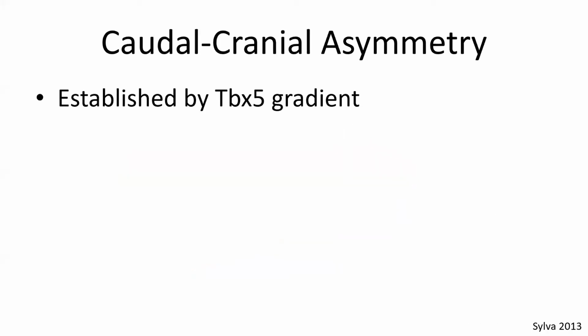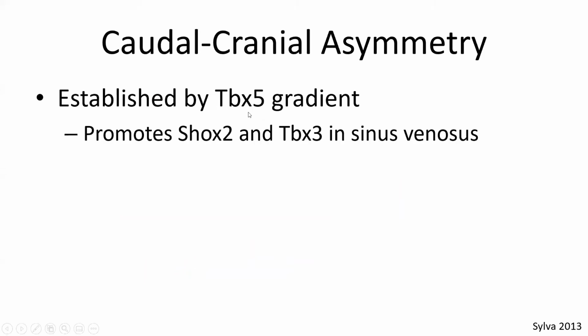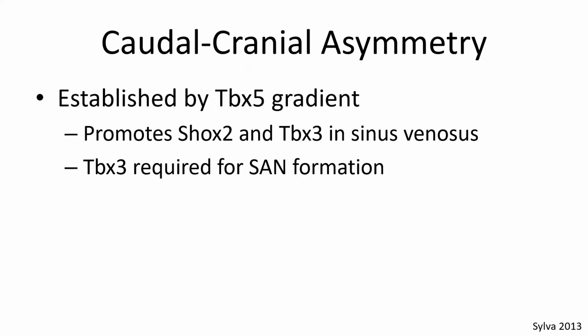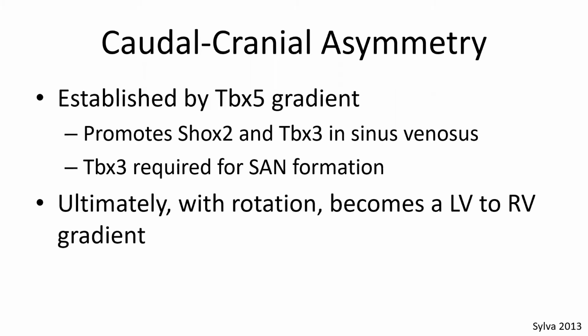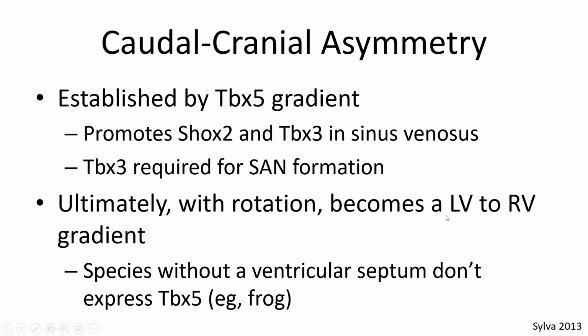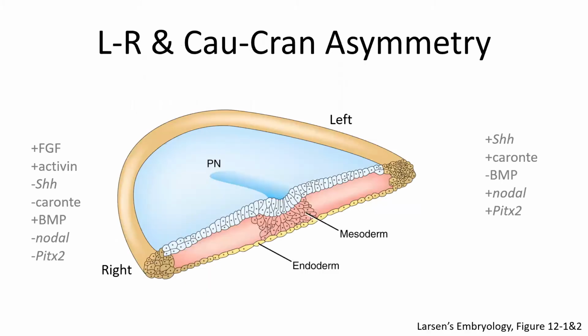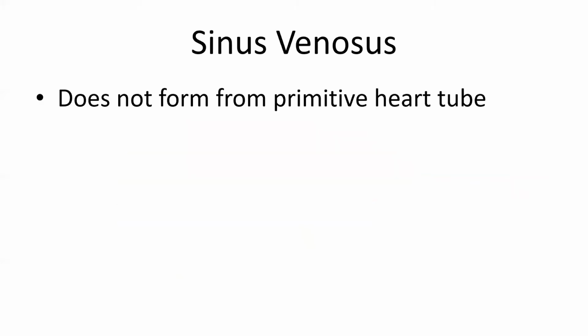But first, the caudocranial asymmetry is established by T-box5. And T-box5 in high concentrations really promotes SHOX2 and T-box3. Again, this is one of the key players that I wanted you to pay attention to. It expresses T-box3 in the sinus venosus, and this T-box3 is required for sinus node formation. And ultimately for T-box5, with rotation, it becomes an LV to RV gradient. And in three-chamber species like a frog, they apparently don't express T-box5 or that gradient. So on the left, we have PITX2, and on the caudal end, we have T-box5 and T-box3 that really is expressed in the sinus venosus.